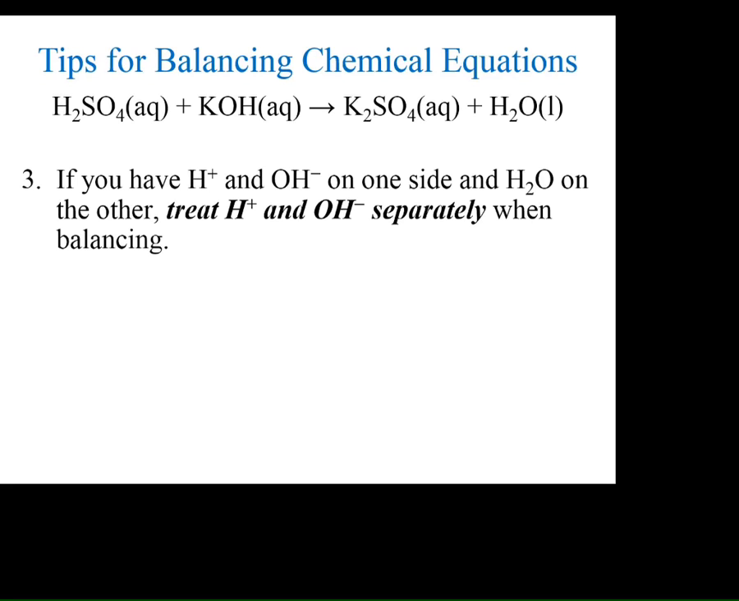Okay, so in this formula, I have H plus right here. I have 2 H pluses combining with this SO4 2 minus. And here I have a K plus combining with OH minus. And then water is basically like an H plus with an OH minus. That's basically what water is, H2O. So when I'm going to think about balancing this, I'm going to balance these hydrogens with these hydrogens, and I'm going to balance these hydroxides with these hydroxides.